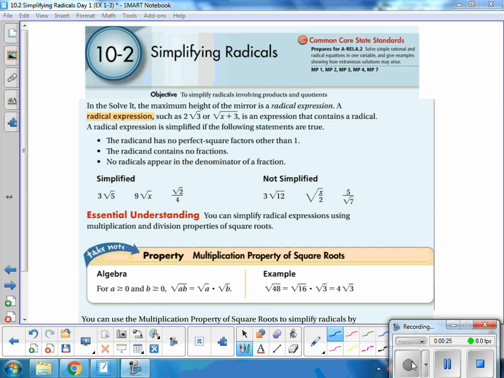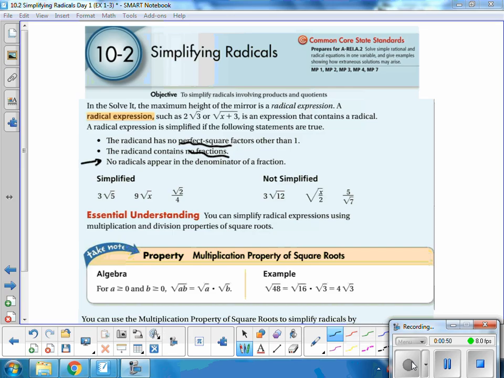A radical expression is simplified if the following statements are true about it. So you're trying to get it to these ones. The radicand has no perfect square factors other than 1, so you're looking for those, because those can be factored more. The radicand contains no fractions, so you're trying to deal with those fractions, and no radicals appear in the denominator of a fraction, so we'll deal with that in the next lesson.